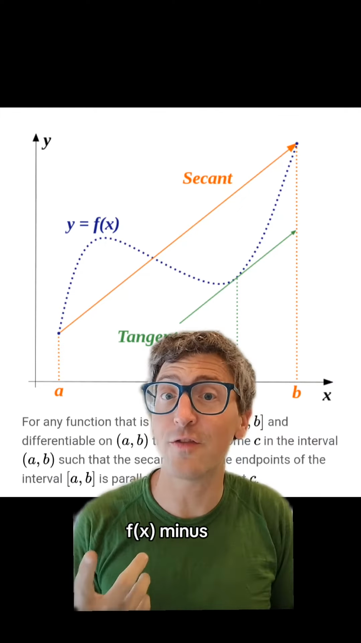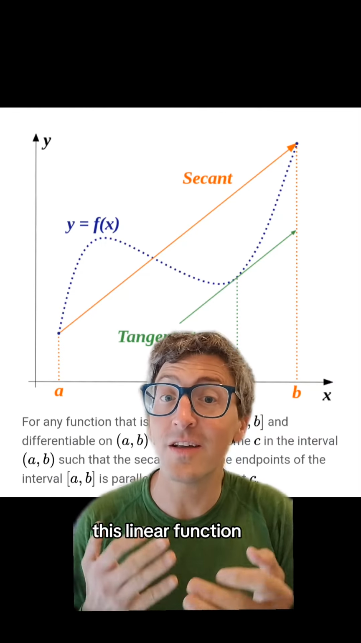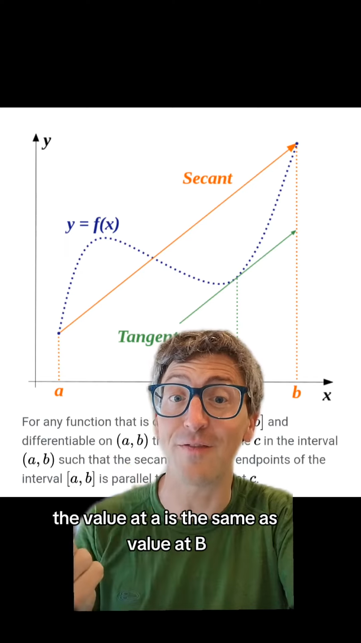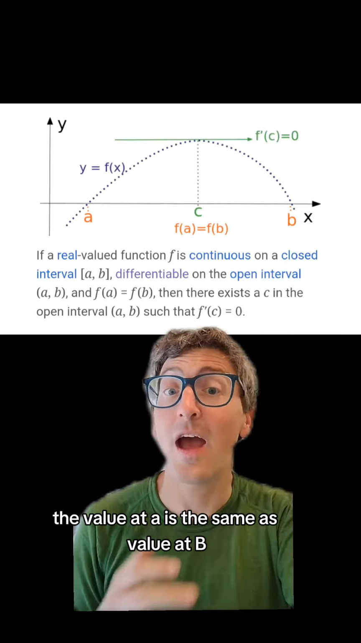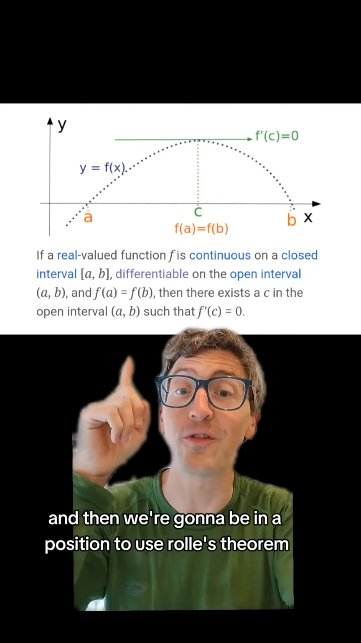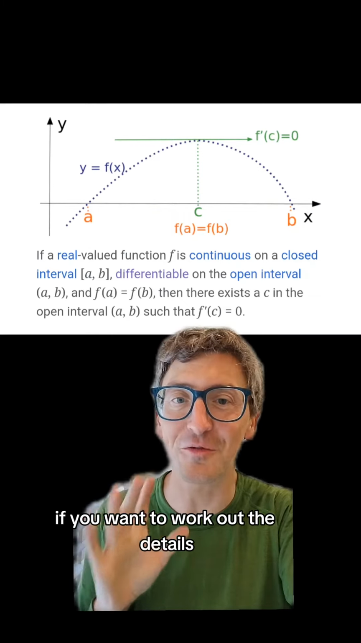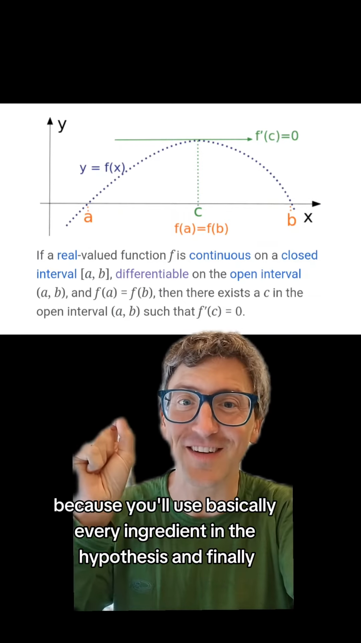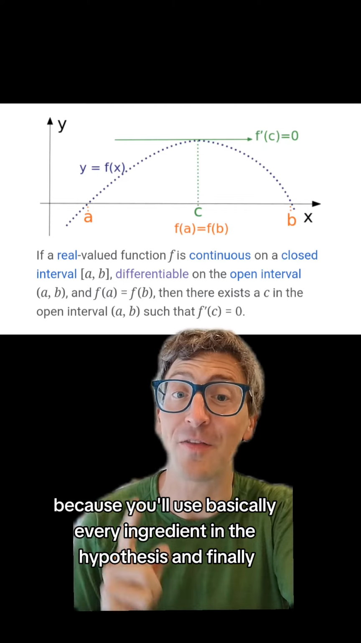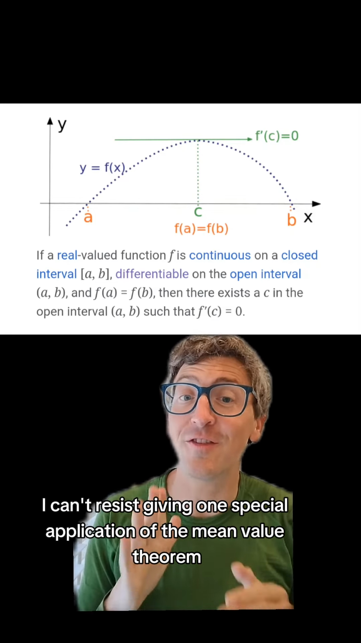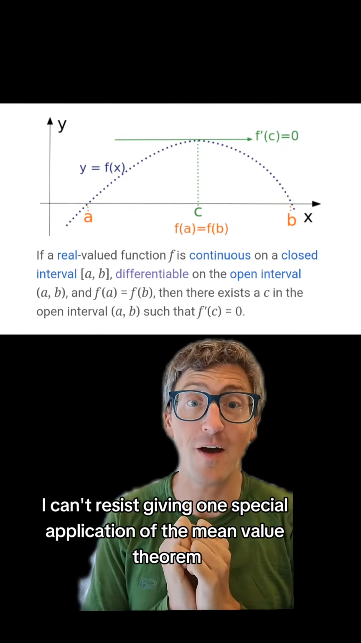So that function, f of x minus this linear function, is going to have the properties that the value at a is the same as the value at b, and then we're going to be in a position to use Rolle's theorem. If you want to work out the details, it's a really fun exercise because you'll use basically every ingredient in the hypotheses.